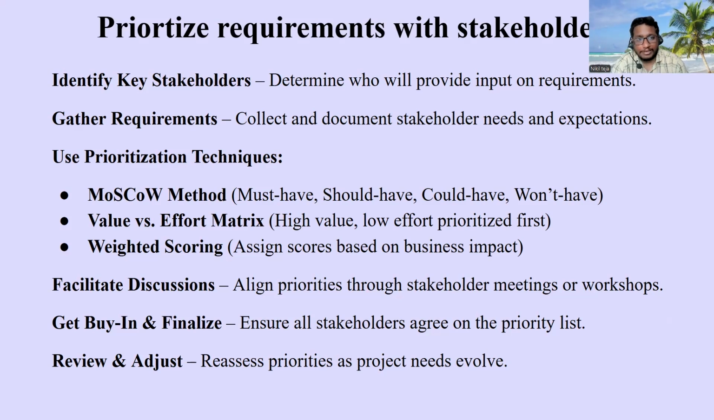Next is the value and effort matrix. Value and effort matrix is where you will be building a high-value feature or user story which also requires less effort, right? You will be prioritizing in that manner also. And weighted scoring, assigning scores based on business impact, that is nothing but the RICE technique: reach, impact, confidence and effort, right? So based on the RICE technique also we will be prioritizing features or tasks, but we will be discussing all these prioritization techniques in future videos when we are learning about prioritization techniques.